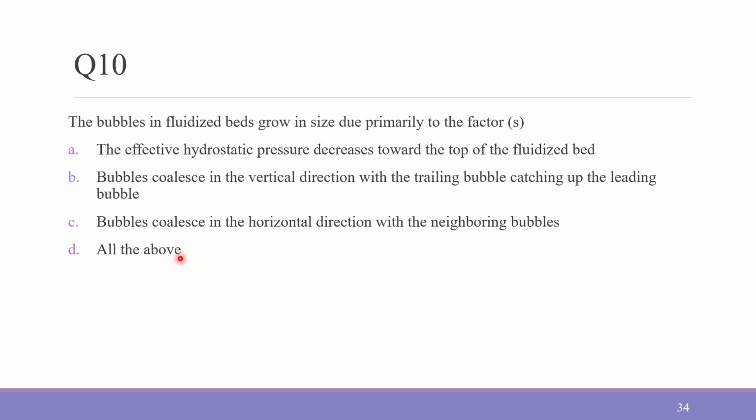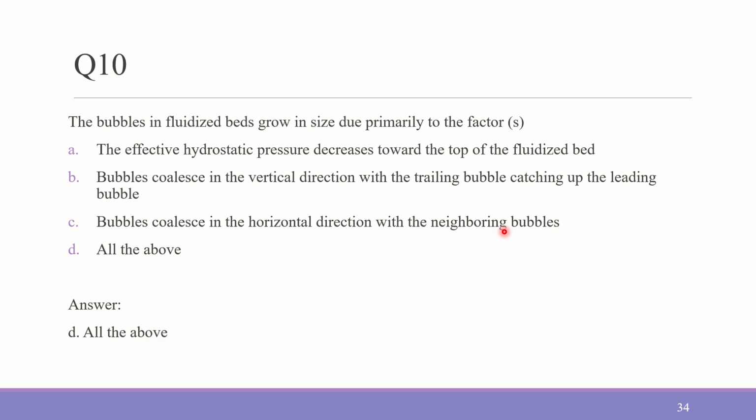Answer is all the above. When do bubbles grow in size? When they coalesce or something happens inside the system. Effective hydrostatic pressure decreases towards the top of the bed, so at that time bubbles can grow in size. And because of bubble coalescence in horizontal and vertical directions, bubbles can also grow in size. Bubbles coalesce in vertical direction when the trailing bubble catches up with the leading bubble, as we have seen in today's class. And bubbles also coalesce in the horizontal direction with the neighboring bubbles. So all the above is the right answer.